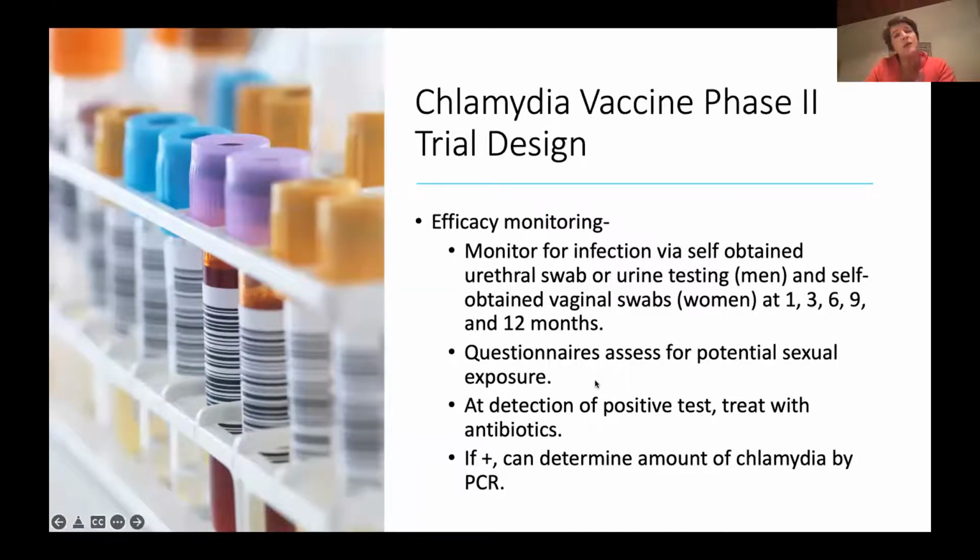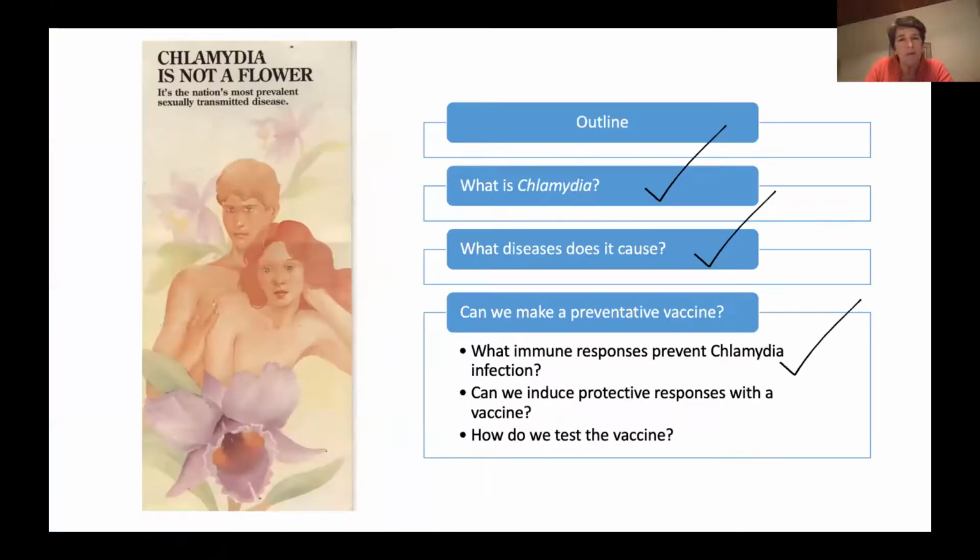Then you would basically do efficacy monitoring. For men, you can just do a urine test or a urethral swab. Men much prefer peeing in a cup than providing a urethral swab. For women, you can just use self-obtained vaginal swabs and check them at intervals to see if they're positive for infection. You would definitely ask them questions about their sexual exposure. And if they had a positive test, you immediately treat them with antibiotics. If they're positive, you can even determine how much chlamydia is there by a test called a PCR.